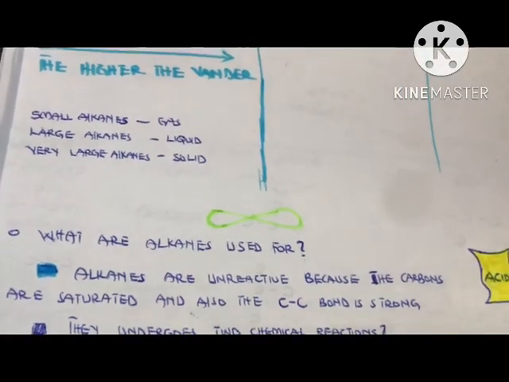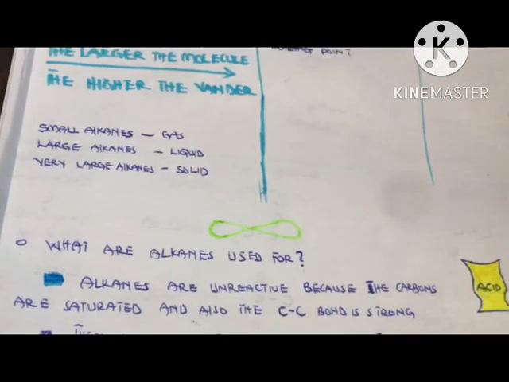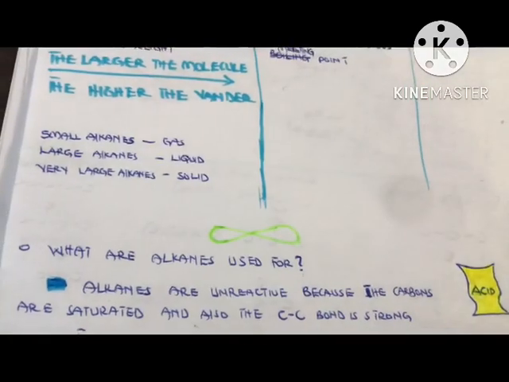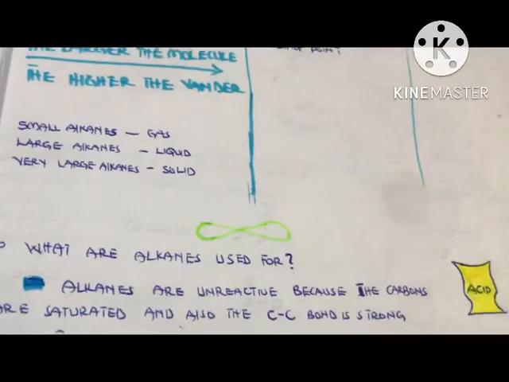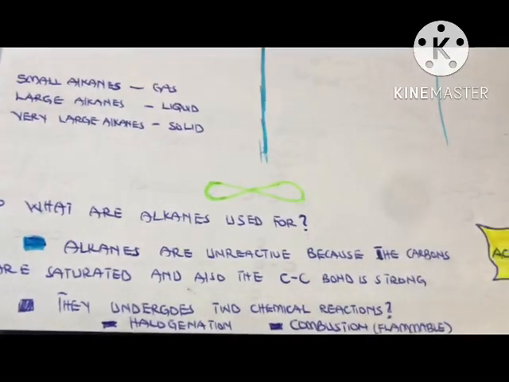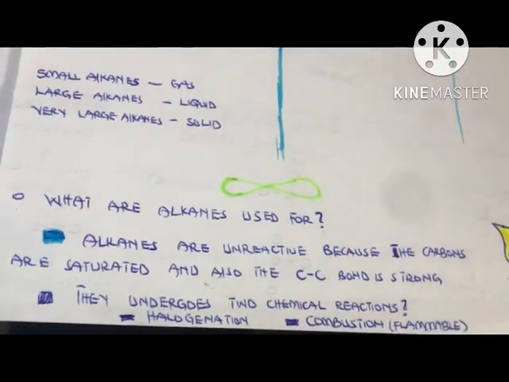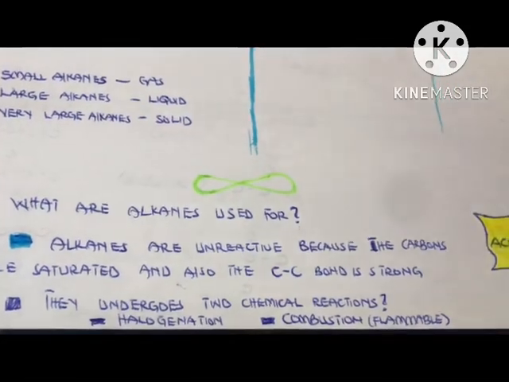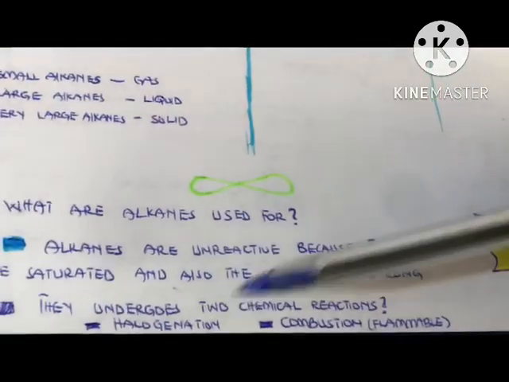These alkanes are used as fossil fuels like petrol. They can be used as gases. They can be used for paints, that's heavy alkanes. They can be used for candles, waxes. You understand? One thing you must note is that alkanes actually undergo two chemical reactions, and they are halogenation and combustion. Alkanes are flammable, so they undergo combustion reaction and also halogenation.